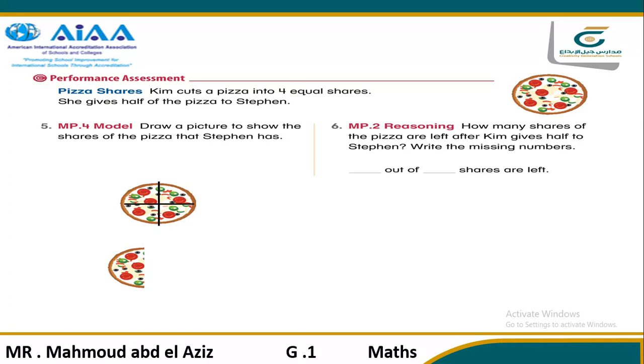Another question, how many shares of the pizza are left after Kim gives half to Stephen? Write the missing number. We want how many shares of the pizza are left after Kim gives half to Stephen. Excellent. It's 2 out of 4. So here 2 out of 4 shares are left.